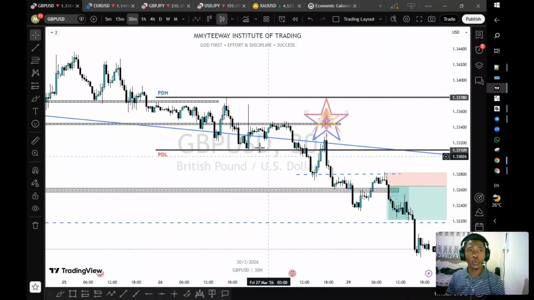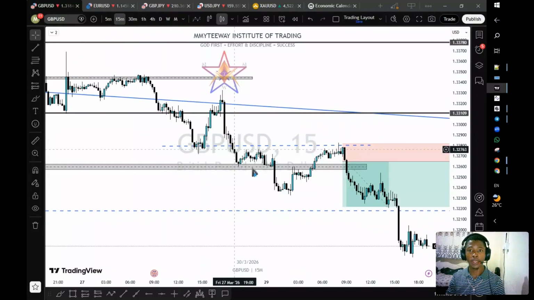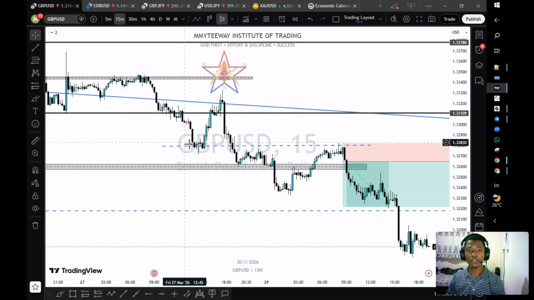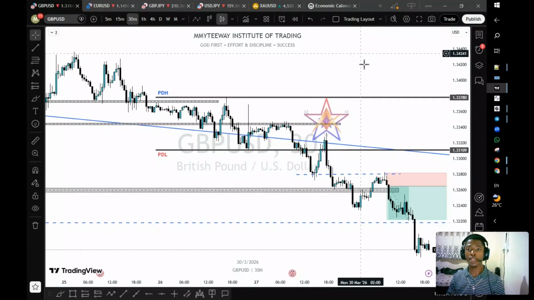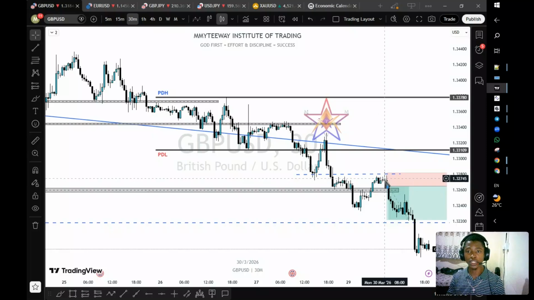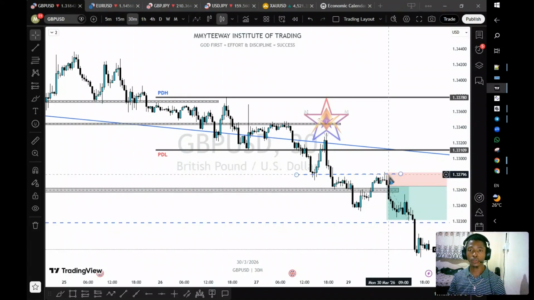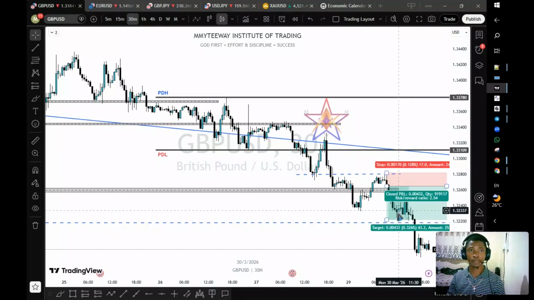And then we go into our 30 minutes and 15 minutes time frame, right? In our 15 minutes time frame, as soon as we saw this engulfing candle after a break and retest of this level right here, we sold, right? In our 30 minutes, we had additional confluence where we were showing pin bar rejections, and we sold for the day for GBP USD, right?